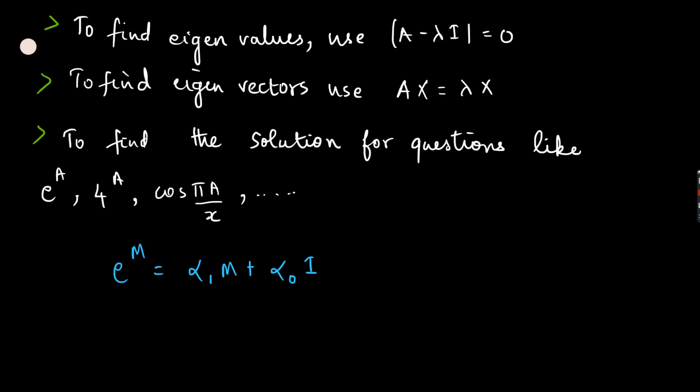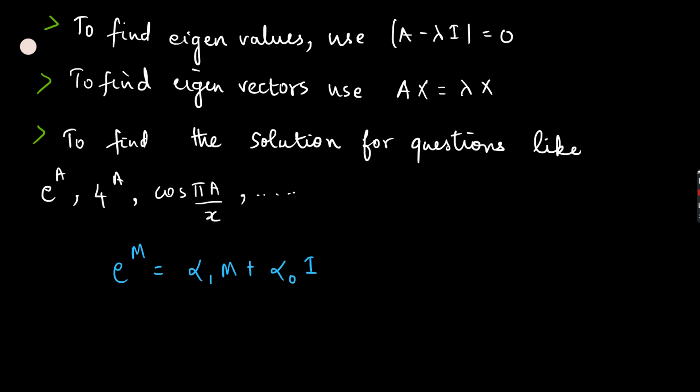Okay, next, in order to find the eigenvalues, you will be using this Cayley-Hamilton theorem, and then to find the eigenvectors, again the same. And to solve the function equations like e power A, 4 power A, cos(πA/x), sin(πA/x), or so on, you're going to use this particular function, lambda equals alpha 1 M plus alpha naught I, where e power M is the given question. That is, it can be e power A, it can be 4 power A, anything. So I have just considered over here the exponential function. It can also be cos(πA/x), anything.